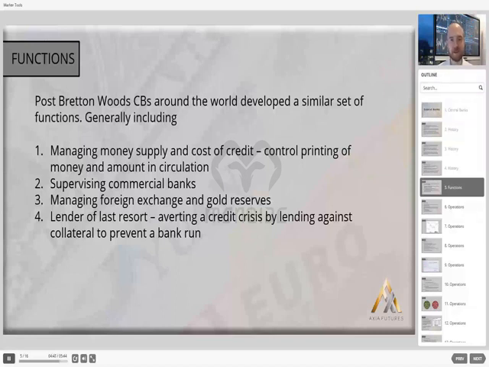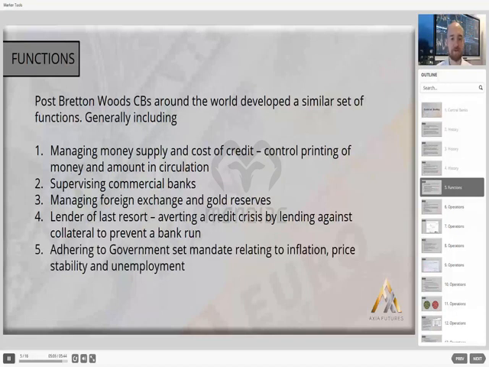Right, supervising commercial banks. This is reasonably self-explanatory. Central banks will have a very close relationship because all commercial banks need to hold balances at the central bank. So they'll have to hold a certain amount of money at the central bank. They are then supervised by the central bank as well in how they conduct their policies, or how they conduct themselves, more to the point.